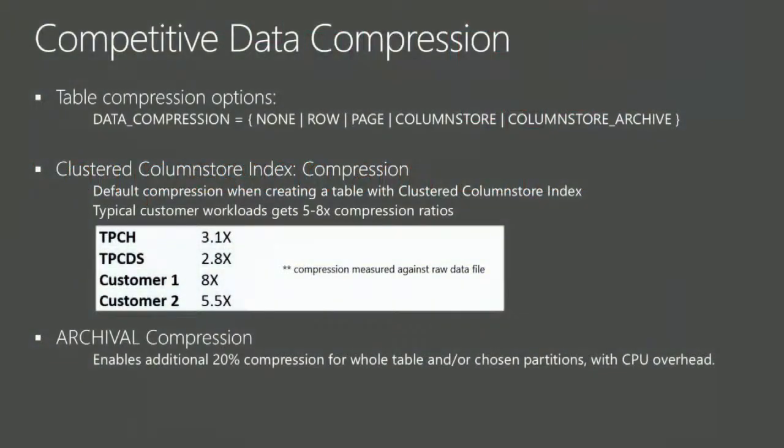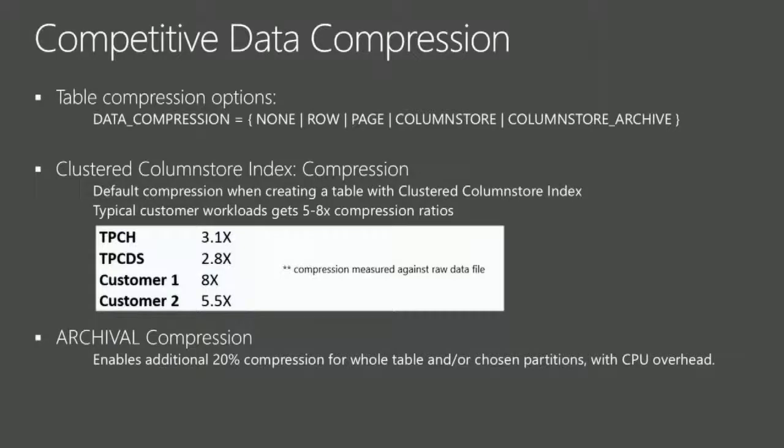So let's talk through basics, and there are a couple of basic slides, and we'll move into more details. So the question comes, what kind of compression do I get? People ask me all the time, hey, I have a row store table, I want to enable column store, how much compression do I get?